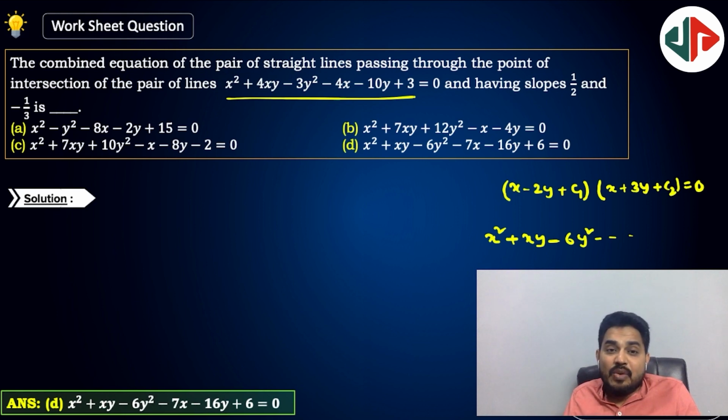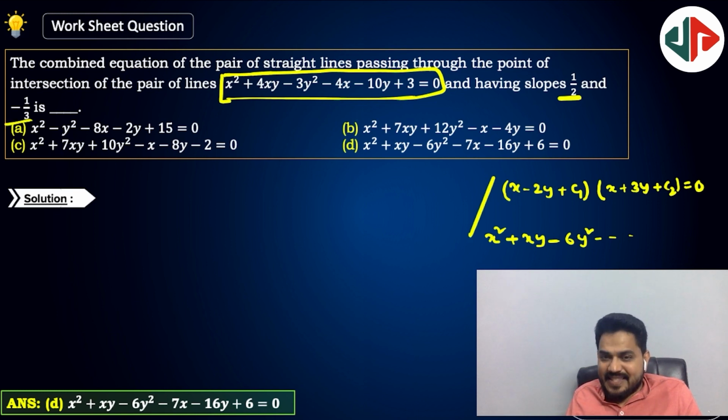So here you look at it. Do we need to solve all these things? Not required at all. Simply we look at 1 by 2, minus 1 by 3 are the slopes. Since they have given only one combination of this, if there is one more combination, yes, you have to solve.